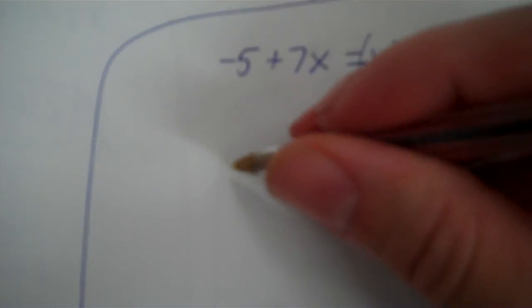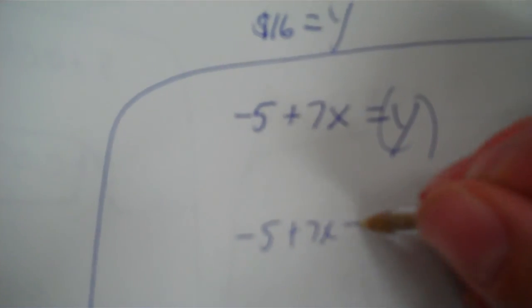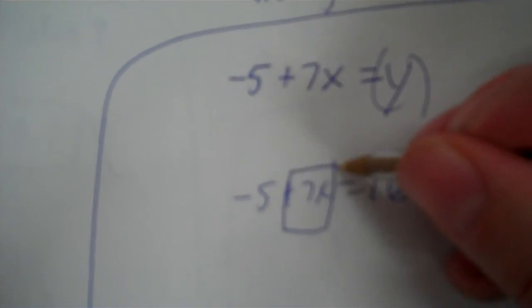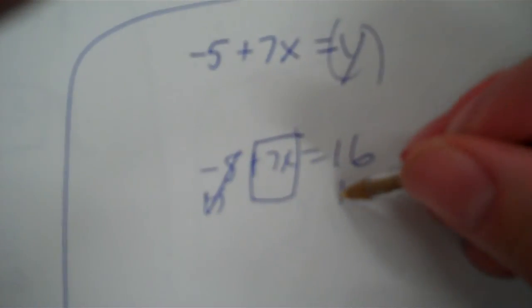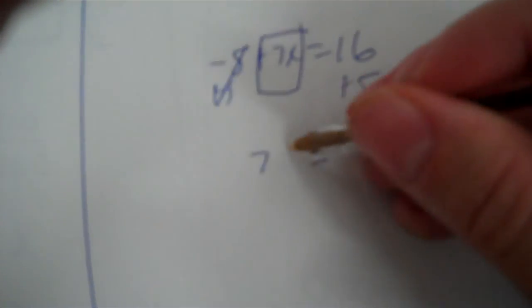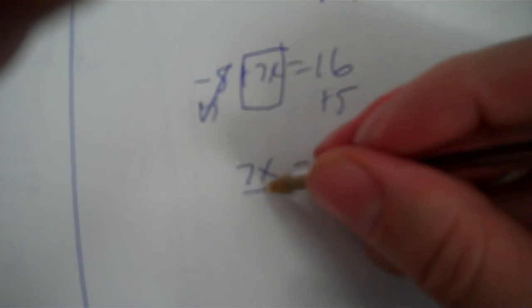So I got $16. Again, that goes in for y, not for x. -5 plus 7x equals 16, so plus 5, plus 5. 7x equals 21, so I divide by 7, and x is 3. Okay, and then you have the last two problems as your assignment.